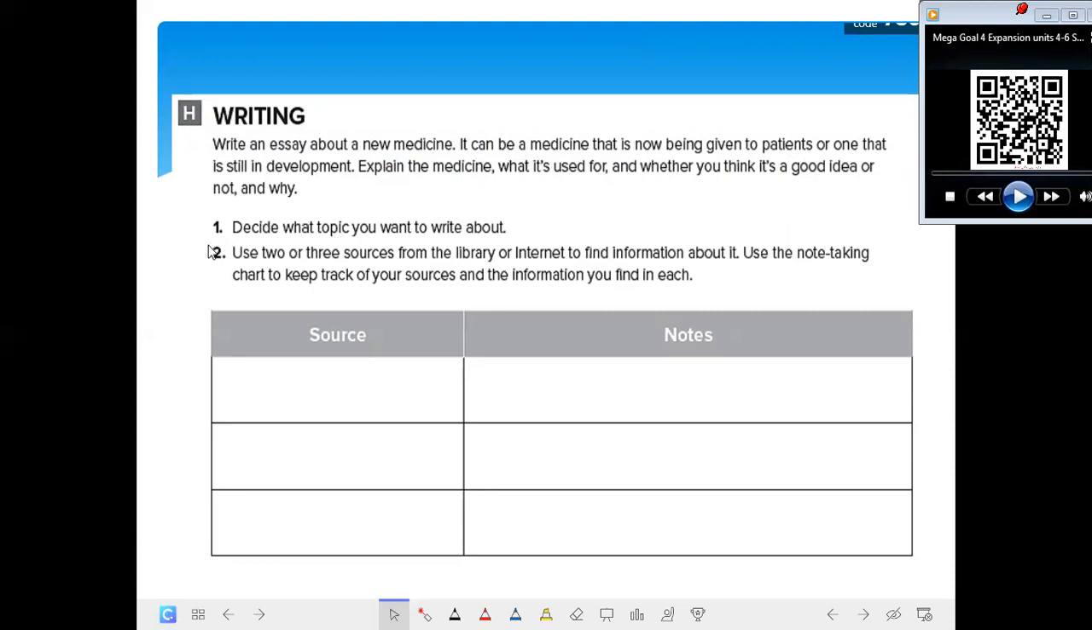So the first thing, he wants you to decide what the topic you want to write about. And number two, use 2 or 3 sources from the library or the internet to find information about it. Use the note-taking chart to keep track of your sources and the information you find in each.